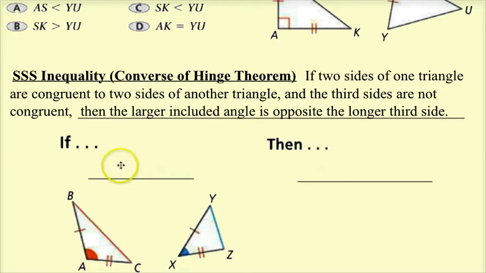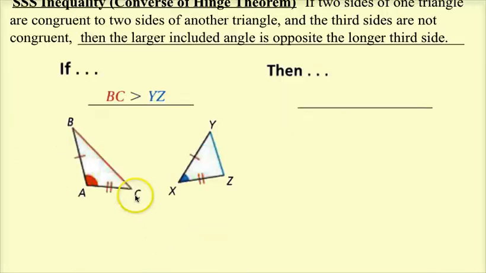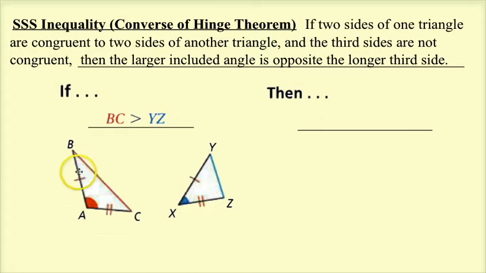So if we look at our picture right here, if BC is greater than YZ, so I know AB is congruent to XY, AC is congruent to XZ. So those two sides are congruent, but BC and YZ are not congruent. BC is actually greater than YZ. If that's true, if BC is bigger, then angle A has to be bigger than angle X. So the measure of angle A is greater than the measure of angle X. And that's the converse of the hinge theorem.